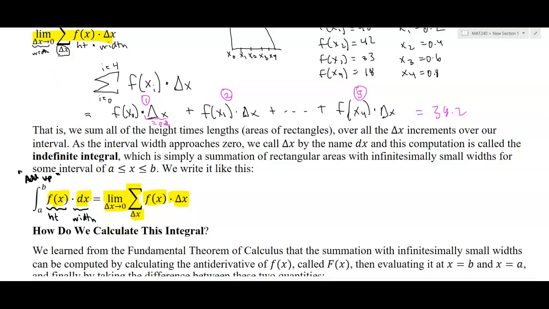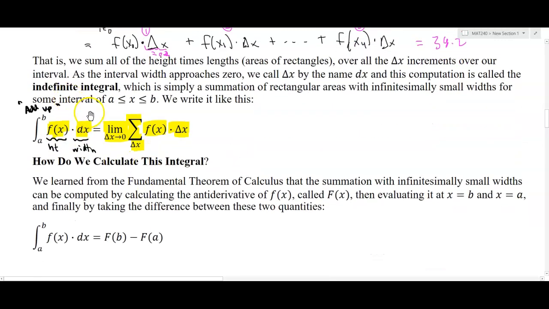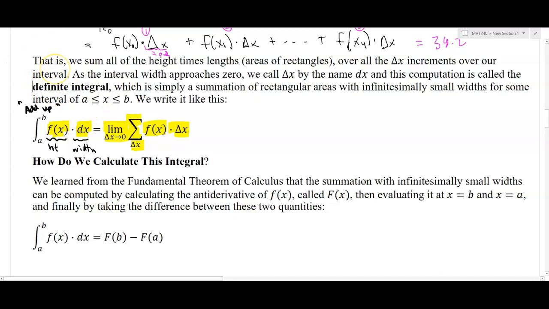So from a mathematical perspective, we want to know, well, how does one compute this thing? And the short answer is we use the antiderivative. So this is called, I'm sorry, I said indefinite integral. This is the definite integral. A definite integral is one where you end up with a number instead of a function. So the definite integral is going to be from the boundaries a to b.